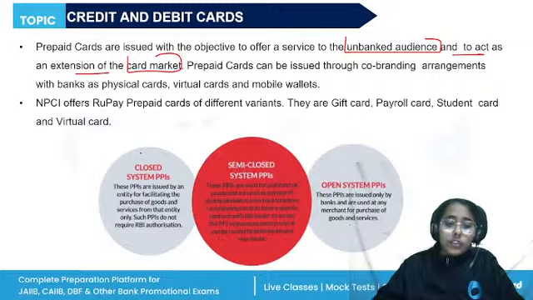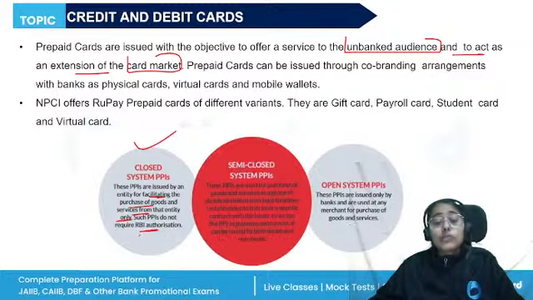We have the closed system, which is issued by an entity for facilitating the purchase of goods and services from that entity only. And such PPIs do not require RBI authorization. They cannot also be used in any ATM. Then we have semi closed PPIs, which are used for the purchase of goods and services at clearly identified merchant locations, so more than one, still limited, and it can be issued both by the banks as well as non-banks.